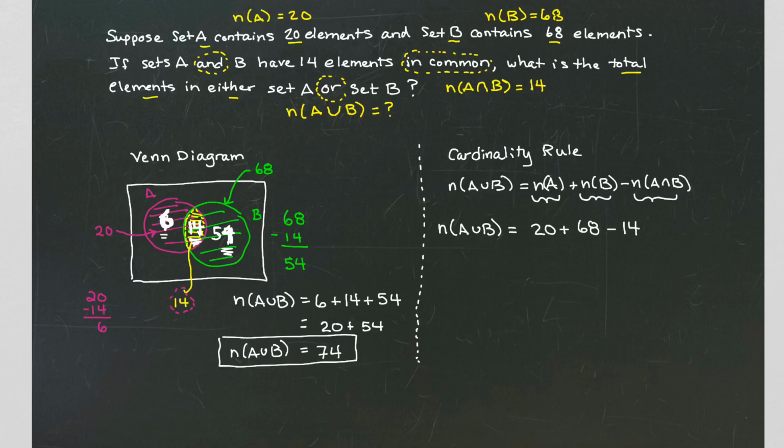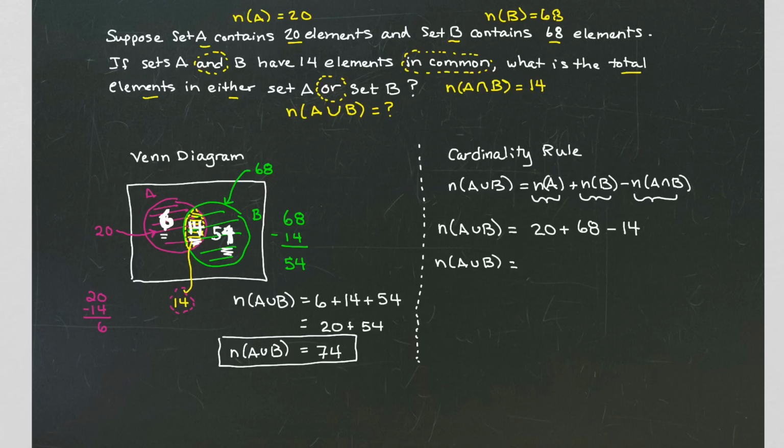So like I said, the Cardinality Rule is specifically good in this type of problem because we have a union that we're looking for. We know the number in our first set, we know the number in our second set, and we know the number in our intersection. So it just beautifully fits into our Cardinality Rule, makes a nice sweet algebraic equation, or simply expression if you think about it.